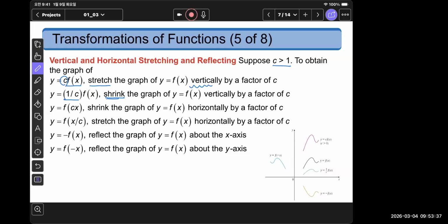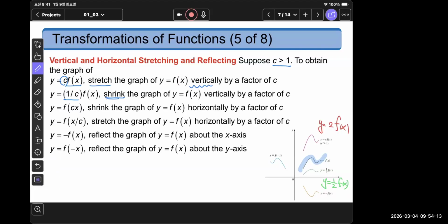So for example, if I have the graph of f of x like this, and then if you multiply, say, 2 times f of x, then you need to stretch the original graph by a factor of 2. But if you consider, say, the graph of y equals 1/2 of f of x, then you need to shrink the graph.